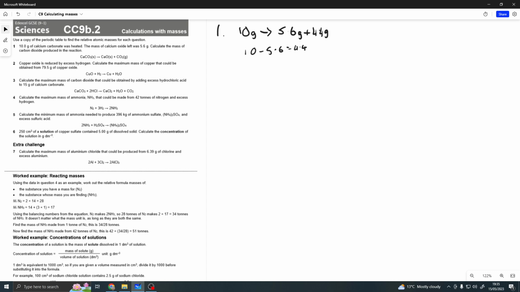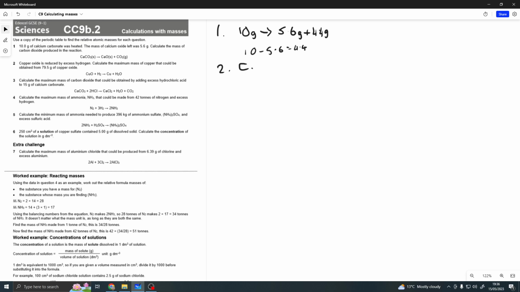Therefore, this value here, the mass of carbon dioxide produced in the reaction, is 4.4. Right. The next one says, copper oxide is reduced by excess hydrogen. Calculate the maximum mass of copper that could be obtained from 79.5 grams of copper oxide.